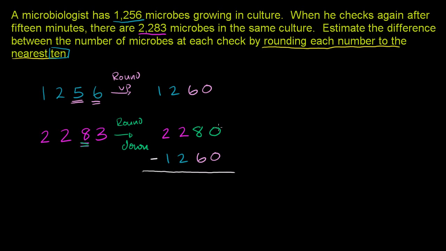So you go first to the ones place. 0 minus 0, well, that's just going to be 0. 8 minus 6 in the tens place. It's really 80 minus 60. That's going to be 20. So everything makes sense so far. 2 minus 2 is 0. And then 2 minus 1 is 1. So when we rounded each number to the nearest 10 and then took the difference, our estimated difference is 1,020.